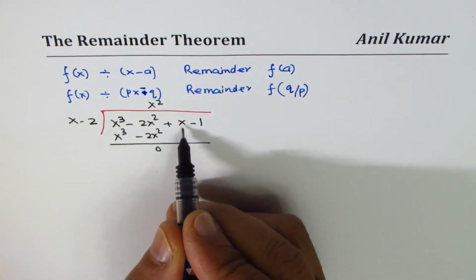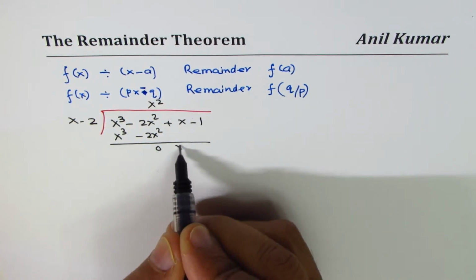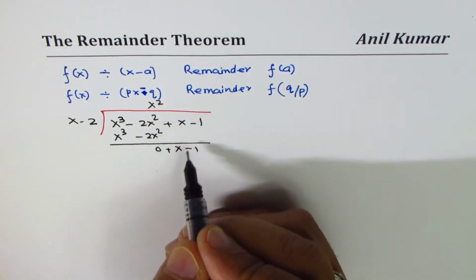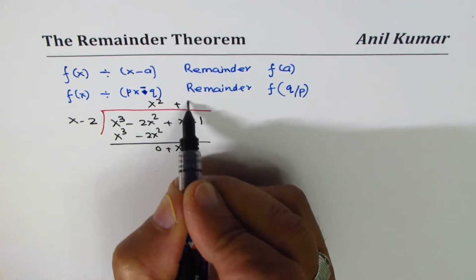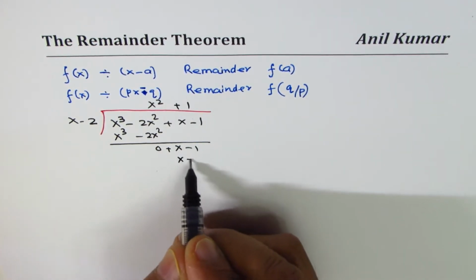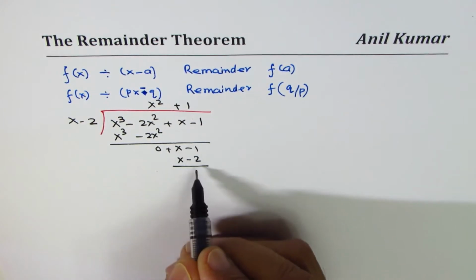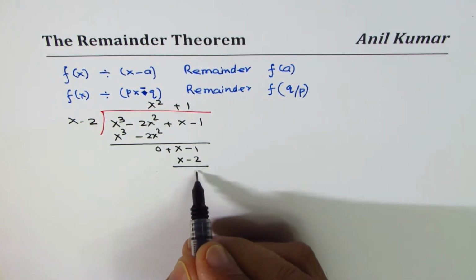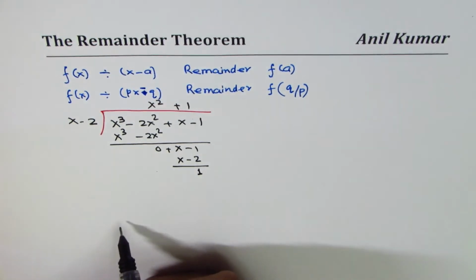So it's a good idea to bring both of them down. It's a special case. When you bring down x minus 1, I can now multiply by plus 1. We get x minus 2. And the remainder in this case is minus 1 minus 2, which is plus 1.